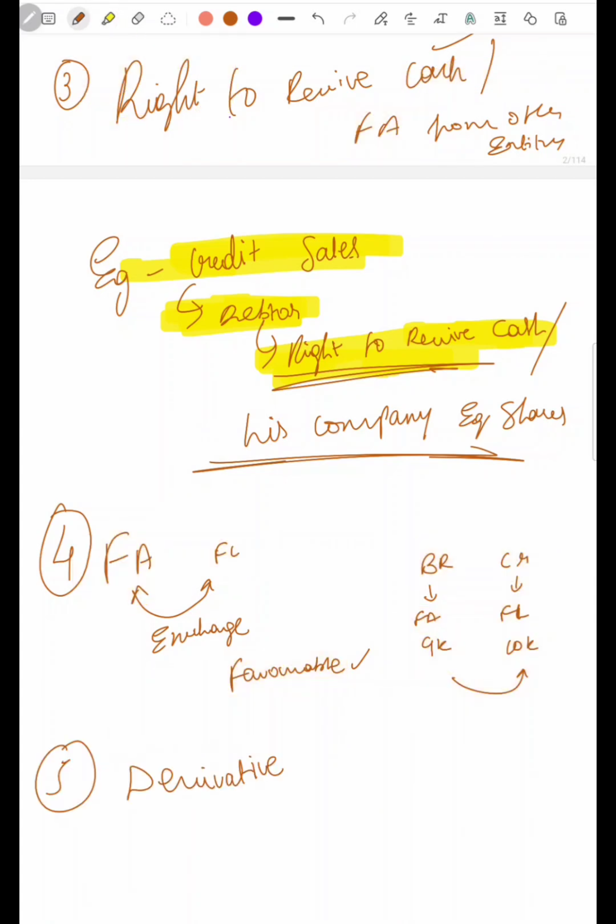Okay. So the next and last one is a derivative. So derivative can either be a financial asset or it can also be a financial liability over here. So I will put a separate video regarding this derivative topic. You can watch that, and a link will be given in the description box. You can also check in that. Okay. So how to check whether the derivative is a financial asset or a financial liability, the checking will come in a separate video. Okay.